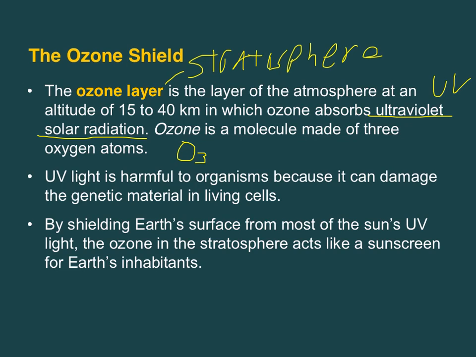Now, the reason it's important is because ultraviolet light is harmful to organisms. It damages genetic material in living cells, so that means it damages DNA and can cause mutations. So by shielding the Earth from the sun's UV light and the UV rays, it acts like a natural sunscreen for the Earth. Alright, so that's what the ozone layer does, it acts as a sunscreen for the Earth, blocking the UV light.